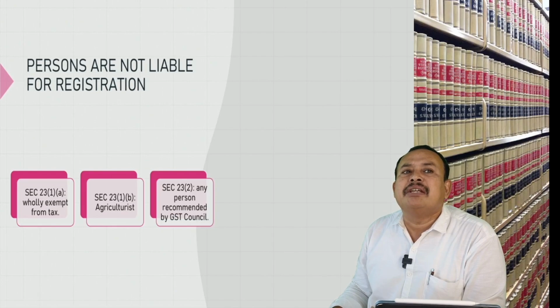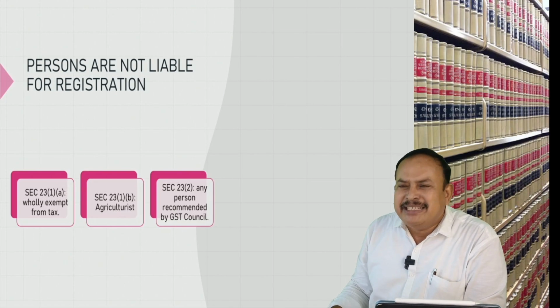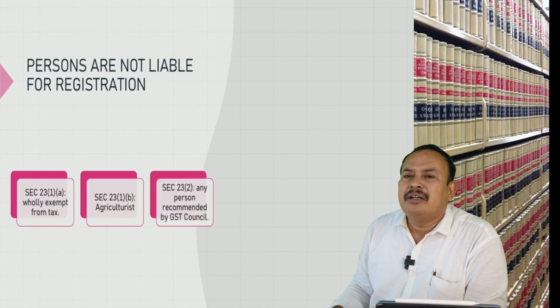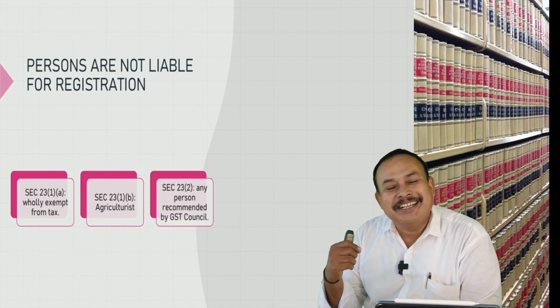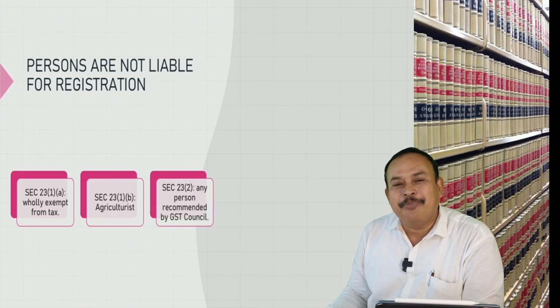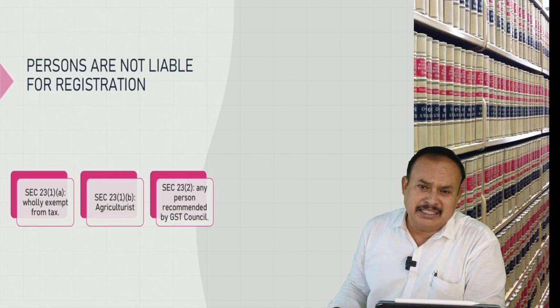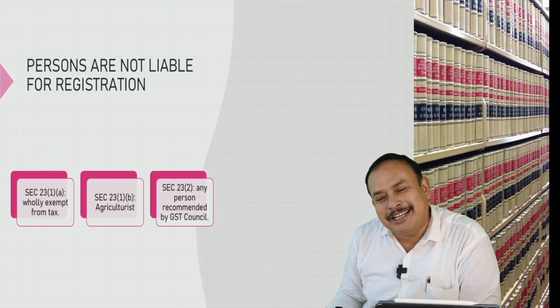Turnover limit for registration. Quickly. 10 lakhs. PT UMAS. Turnover limit. P for, T for, U for, A for, M for. Excellent. S for Sikkim. Rest of the India: for supply of goods, 40 lakhs. For supply of services, both 20 lakhs.